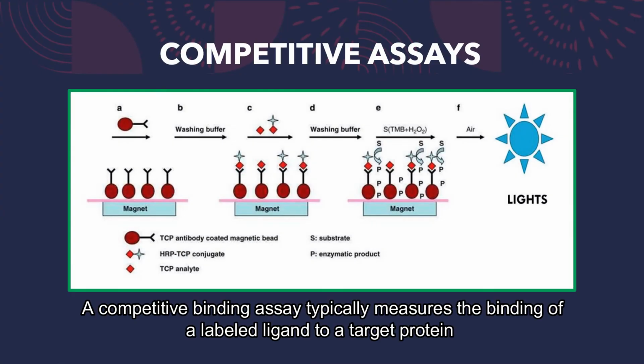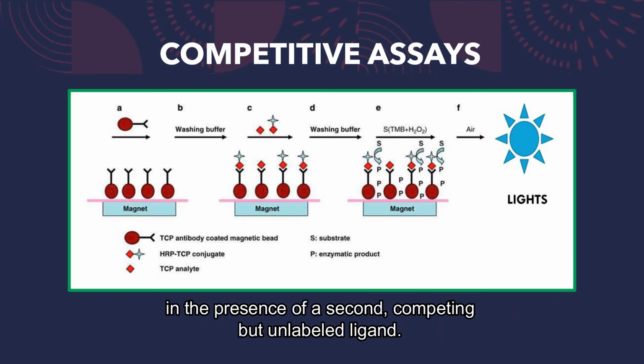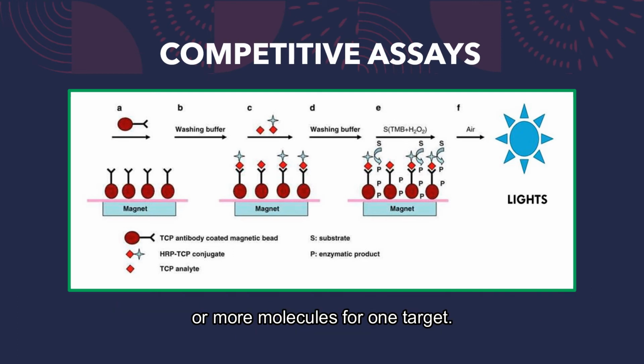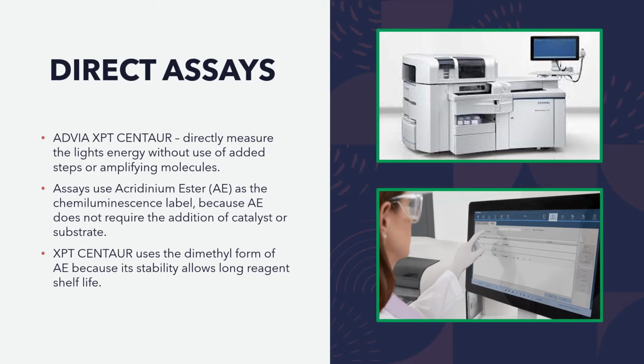A competitive binding assay typically measures the binding of a labeled ligand to a target protein in the presence of a second competing but unlabeled ligand. This assay can be used to access qualitative binding information as well as relative affinities of two or more molecules for one target. Direct assays, as in the ADVIA Centaur, use a system that directly measures the light's energy without the use of added steps or amplifying molecules.